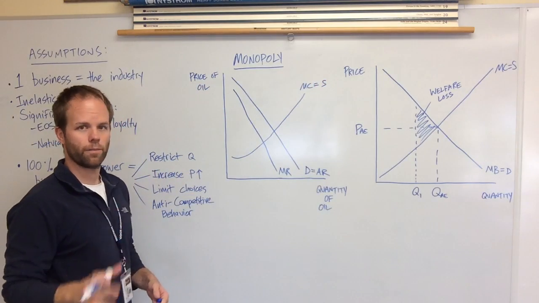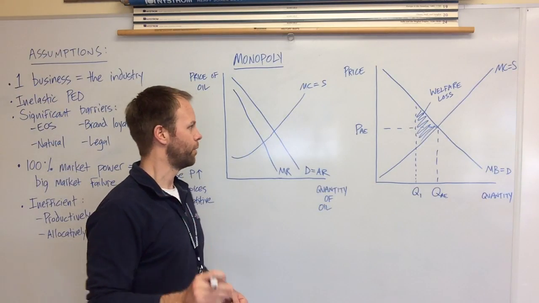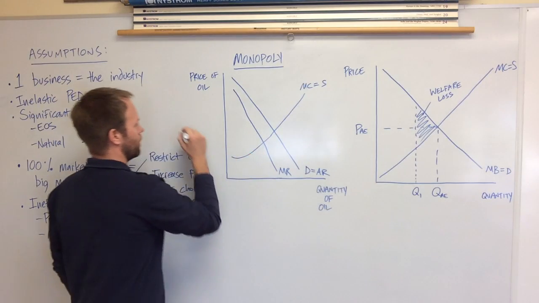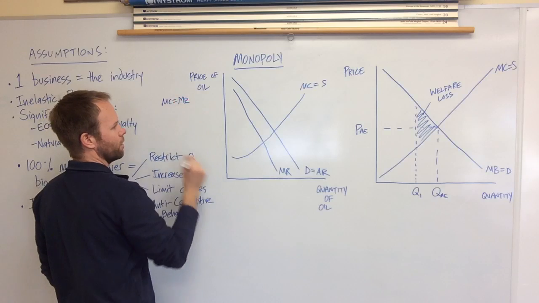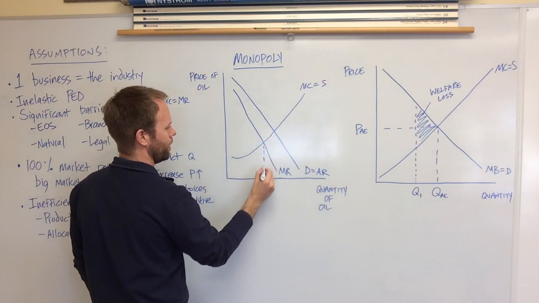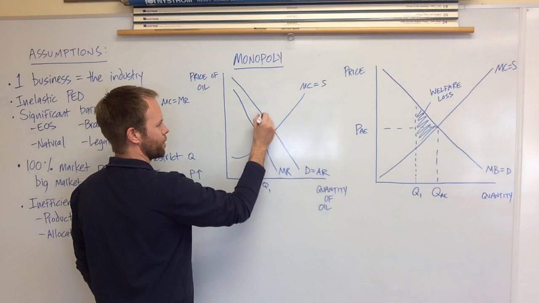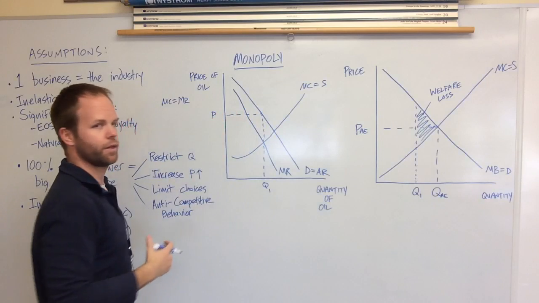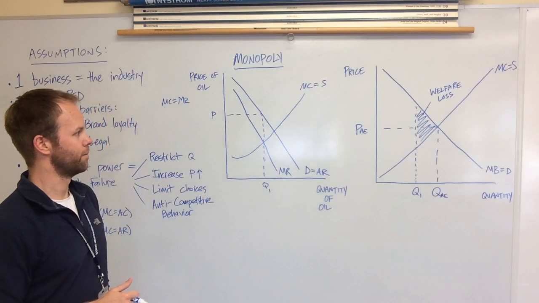So our process is the same. We're going to find the point at which profits are maximized, when marginal cost is equal to marginal revenue. Okay, that's going to give us our quantity here. And then we're going to establish our price. Monopolies can get away with charging a pretty high price because they have inelastic demand, right?